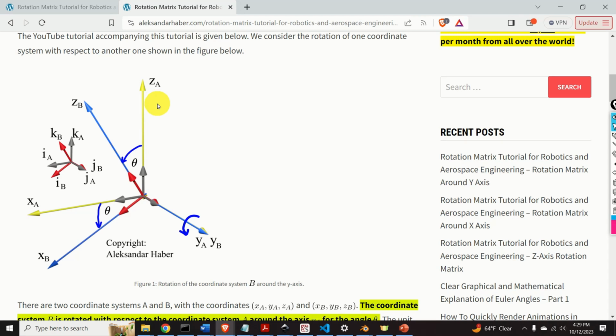In this tutorial we explain one very important topic for properly understanding kinematics and dynamics of rigid bodies. Namely, we explain the concept of rotation matrices. In particular, we will explain the meaning and derive the expression for the rotation matrix around the y-axis. In the next two tutorials, we will derive the expression for the rotation matrices around x and z axis.